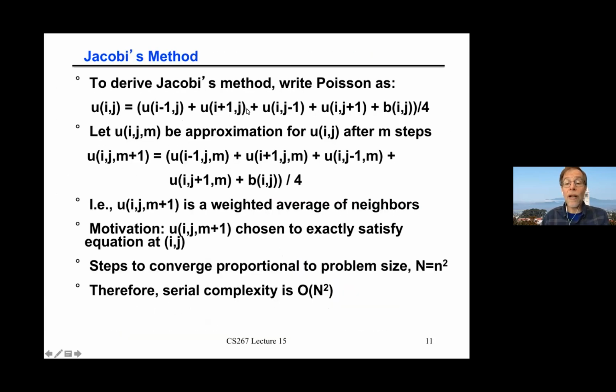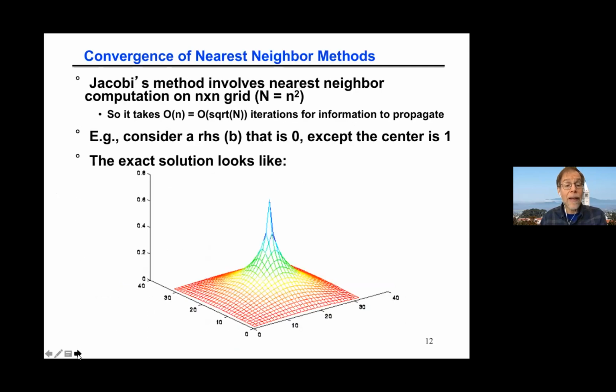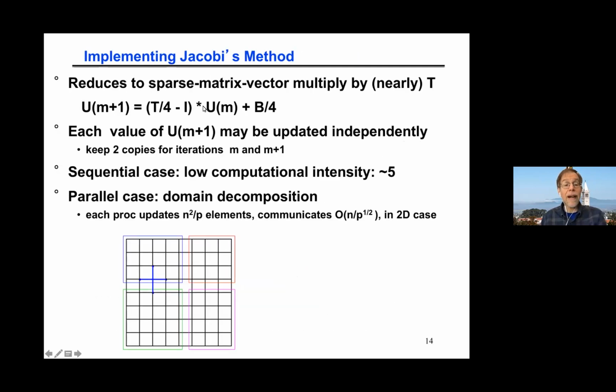So, if I take all these equations and put them together to go from iteration m to m plus 1, then I get this matrix vector multiply. So how much data do I actually need to keep in memory to implement this? The answer is I only need 2 copies of the data. I need the mth and I need the m plus first. So then without any worries about race conditions, I can take all the data from this array and update the m plus first array all in parallel. And there's no collisions there.